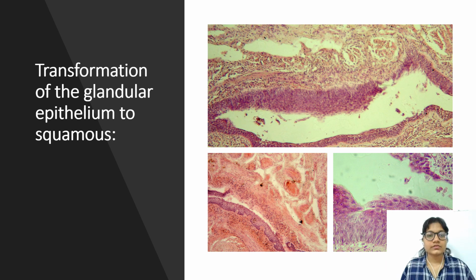Here we can see the transformation of the glandular epithelium to squamous. It is a chronic inflammatory process in the respiratory tract, in case of bronchitis, bronchiectasis, smoking, and also deficiency of vitamin A.